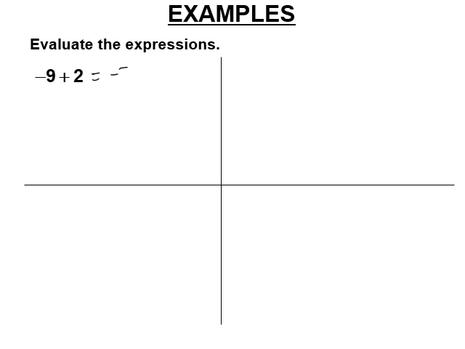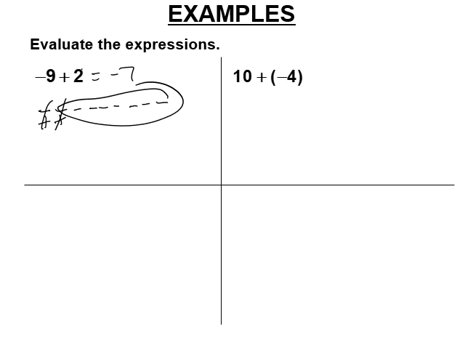Well, it's negative 7. Now, if you didn't understand that, draw it out. There are 3, 4, 5, 6, 7, 8, 9 negatives. We're adding 2 positives to it, and there are 7 extra negatives. There they are. So the answer is negative 7. Try that one. 10 plus negative 4 is positive 6, right?